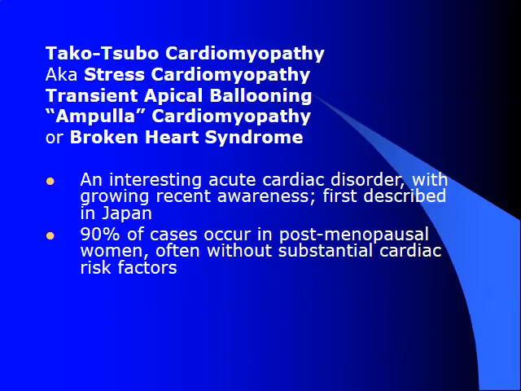Okay, real quick, we'll talk about Takotsubo cardiomyopathy, also known as stress cardiomyopathy, transient apical ballooning, ampulla cardiomyopathy, or broken heart syndrome. Takotsubo is a pretty interesting disorder. It's really recently been recognized, and it was first noticed in Japan. 90% of these cases are going to occur in postmenopausal women. Often they don't have much cardiac history.